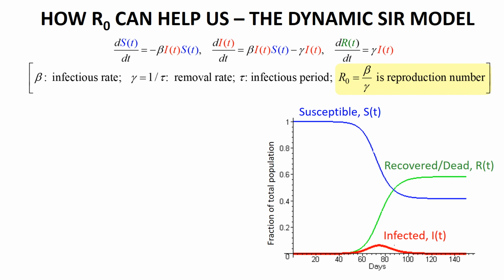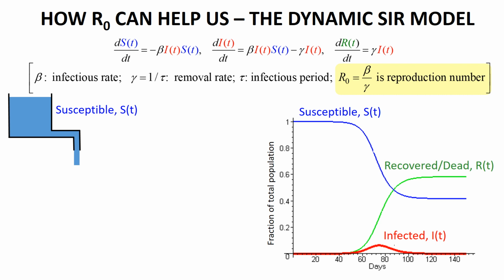When you solve those equations, you get this graph on the right-hand side. Those who are susceptible to the virus will always reduce, recovered will always increase, and those that are infected will rise to a peak. The whole idea is to keep that peak small enough so it doesn't overwhelm the medical services within a particular country. Now we can visualize that as water flow.